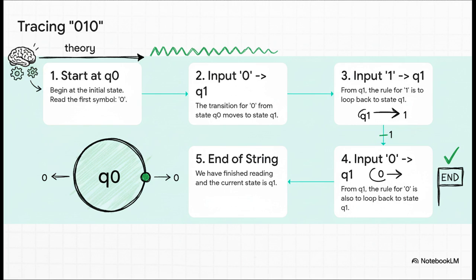And that's it. We're at the end of the string. So, after all that, where did we end up? We're sitting in state Q1. Now for the final check, is Q1 an accepting state? We just look at the diagram. Does it have a double circle? Yes, it does. And because we ended in an accepting state, the string 010 is officially accepted by this machine.